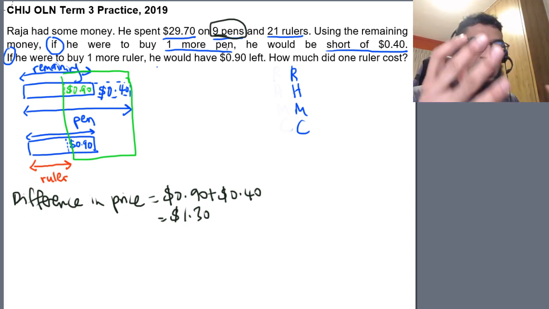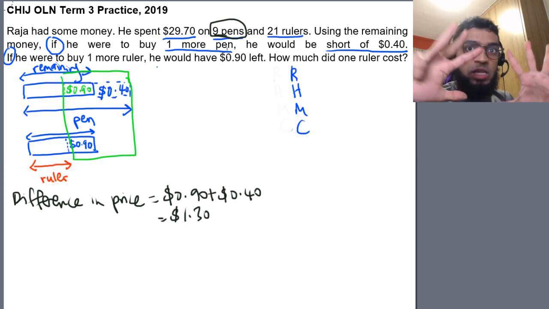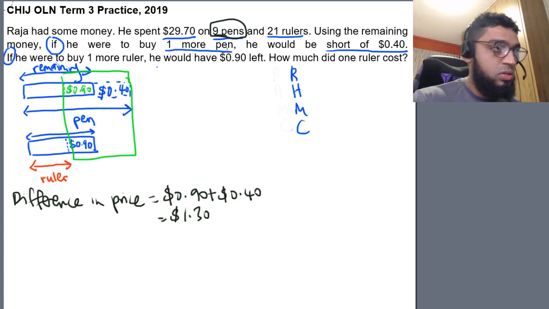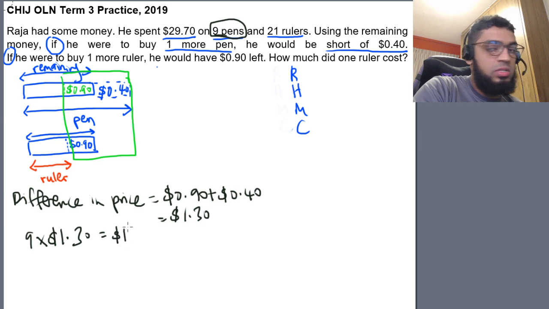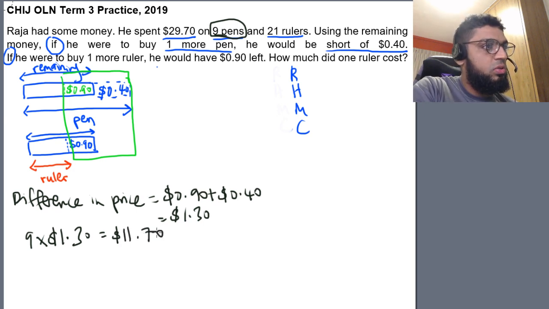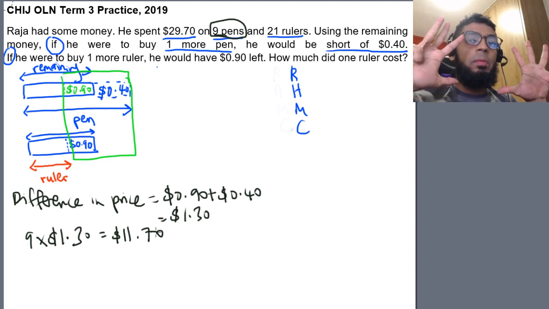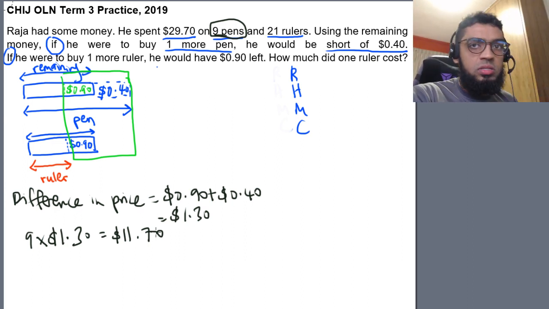Now if you change the 9 pens into 9 rulers, you need to understand that each pen is $1.30 more expensive. So how about 9 pens? How much more expensive is 9 pens versus 9 rulers? Okay, all I have to do to find that value is to take 9 multiplied by $1.30, which will give me an answer of $11.70. So this is actually the total price difference between 9 pens and 9 rulers. So that will allow me to change all the pens into rulers.